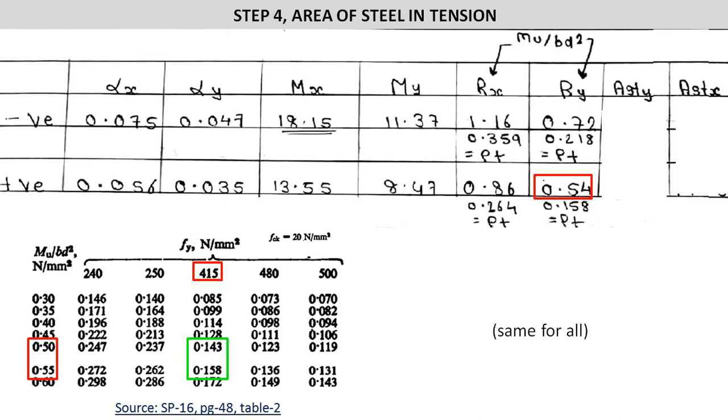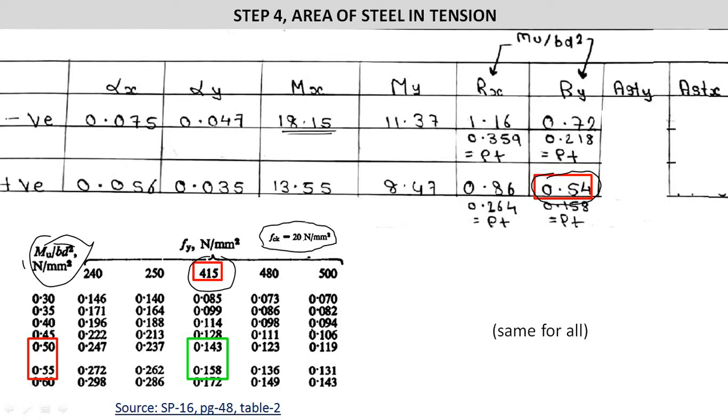The percentage of steel can be calculated from the source SP16, page number 48, table number 2, depending upon the grade of concrete. Here the grade of concrete is 20 Newton per mm square. The percentage of steel can be found using the value of Mu upon bd square and the grade of steel Fe415. I have shown it for one value only, where Mu upon bd square is 0.54.